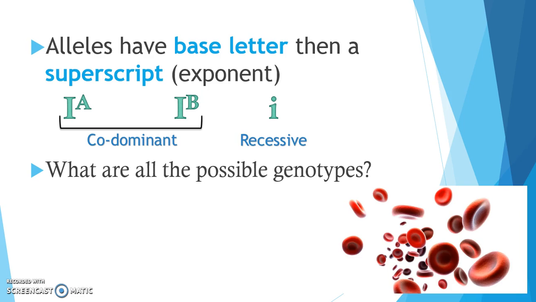Now, you're probably wondering to yourself, why I's? And the answer is because the I is representing the red blood cell, because I is representing the word immunoglobulin, and that is the scientific term to identify the hemoglobin on our red blood cells.